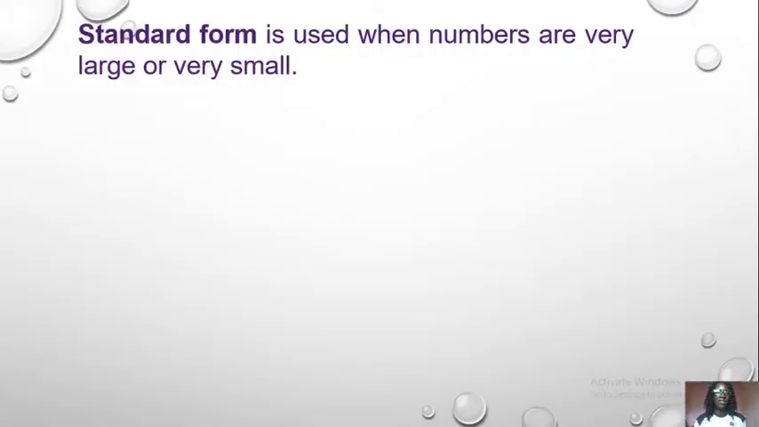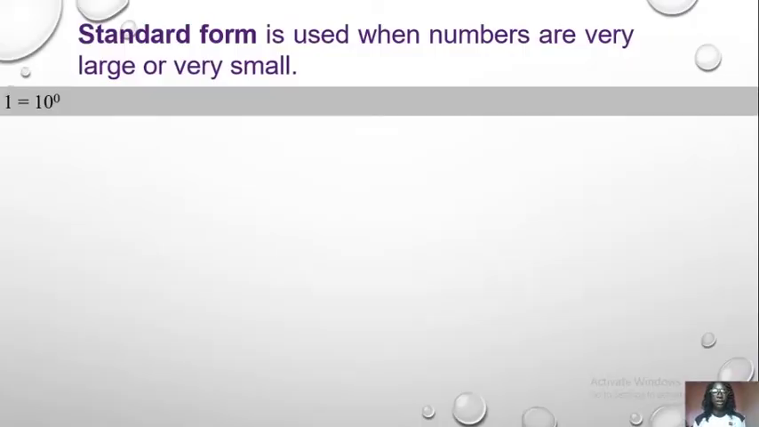So let's just give an intro of standard form. If I want to write 1 in standard form, it is 10 to the power of 0. Of course, you know our rule in indices: anything to the power of 0 is 1. So 10 to the power of 0 is 1. So writing 1 in standard form is 10 to the power of 0.